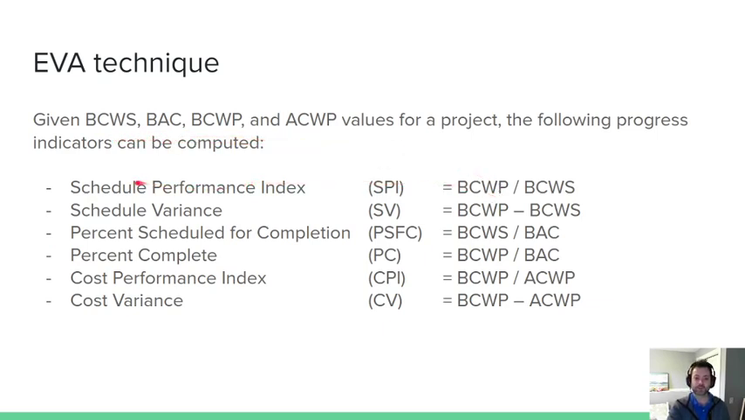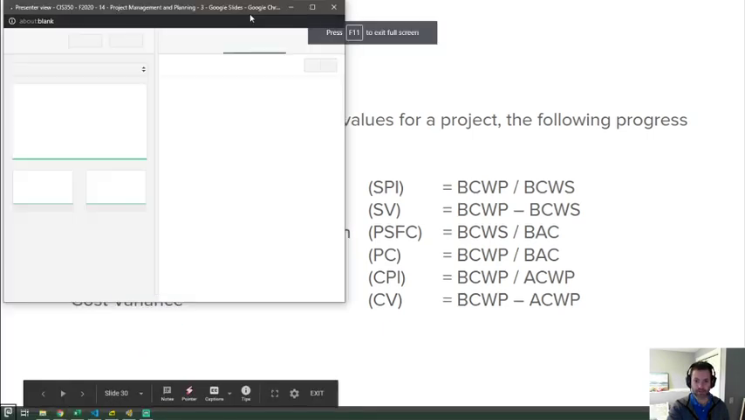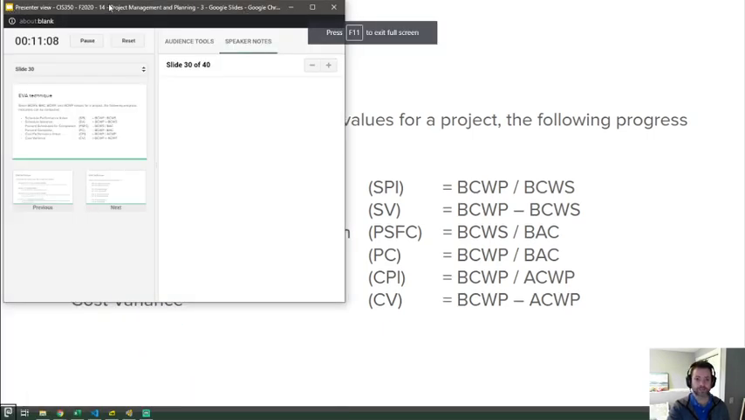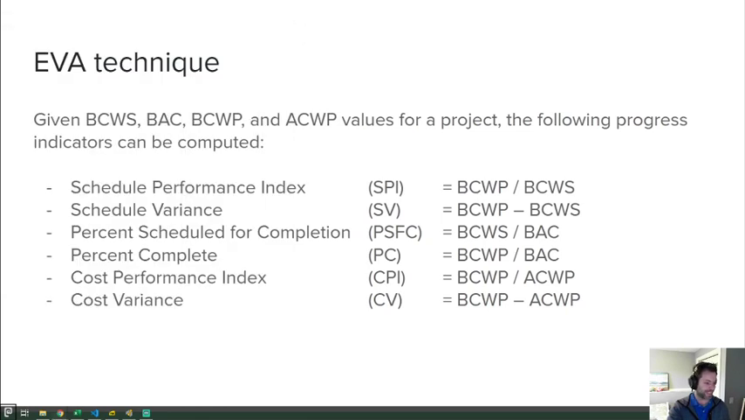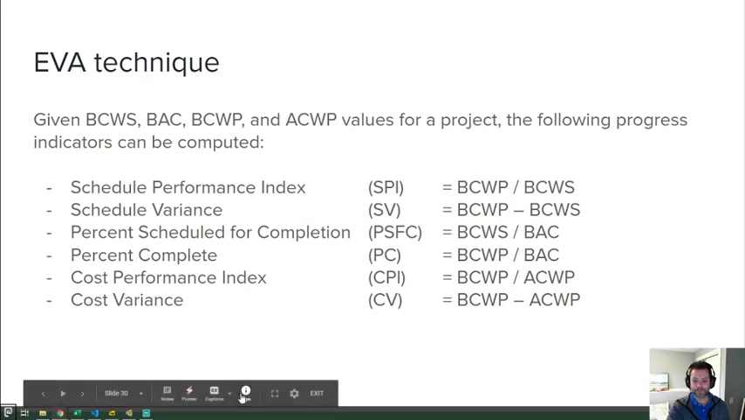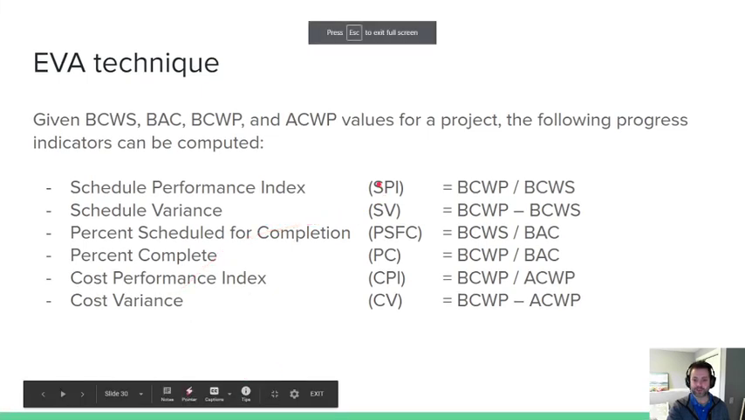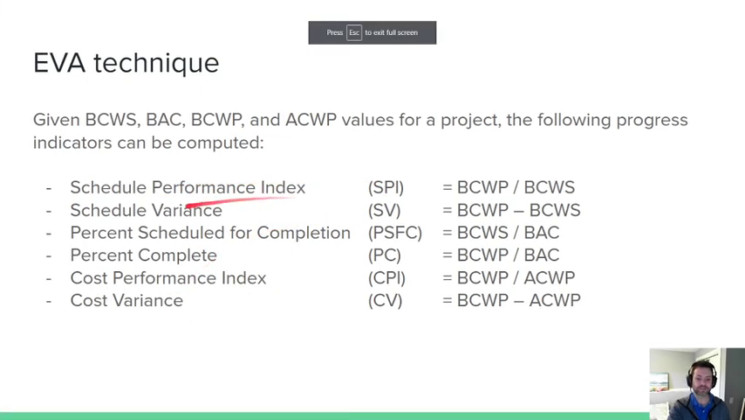We can start figuring out performance indicators. I've got a cheat sheet here with acronyms defined so that I don't look like a complete fool, but they're not on this slide. In the next one, we can figure out the performance index. We can figure out the percent complete, the percent scheduled for completion. These are all basically either dividers or subtractors of those values we calculated on the last slide.